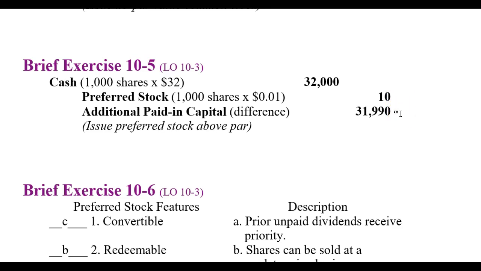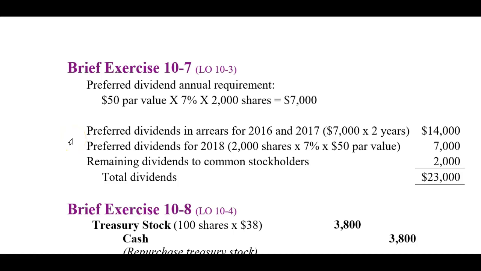And number 7, we have 2,000 shares of 7% $50 par value cumulative preferred stock being issued, and that was issued in 2016 at the beginning of the year, and the rest of the stock is common stock. Now the company did not pay any dividends in 2016 and 2017. Then they decided to pay $23,000 in dividends in total in 2018. So we have to decide how much of the $23,000 in total dividends goes to the preferred stockholders and then how much goes to the common stockholders.